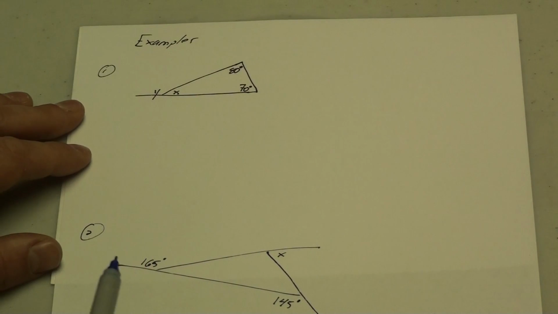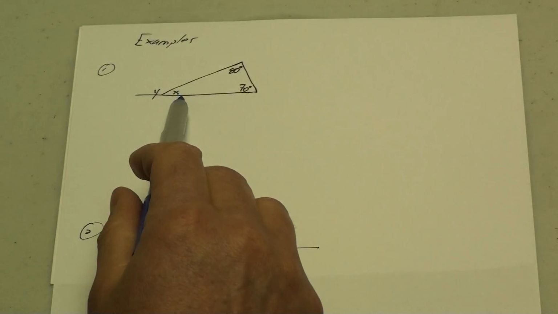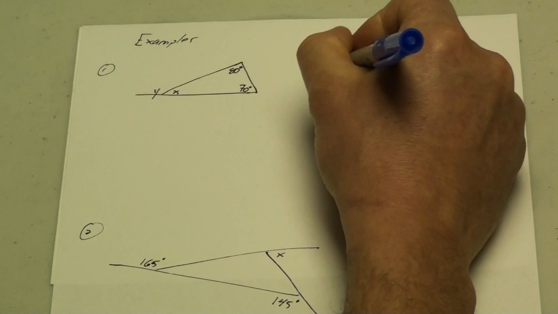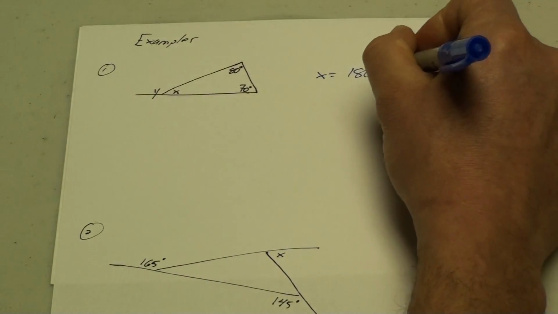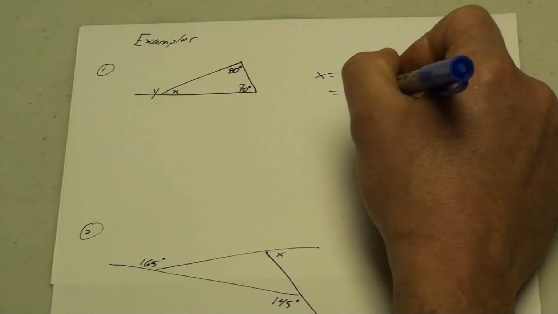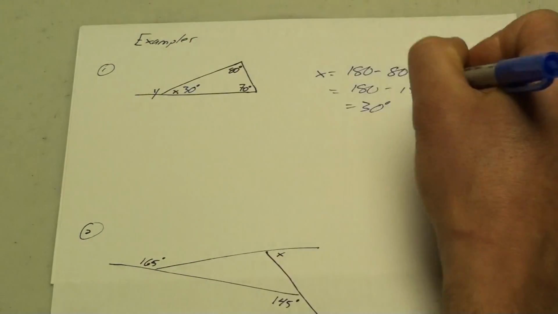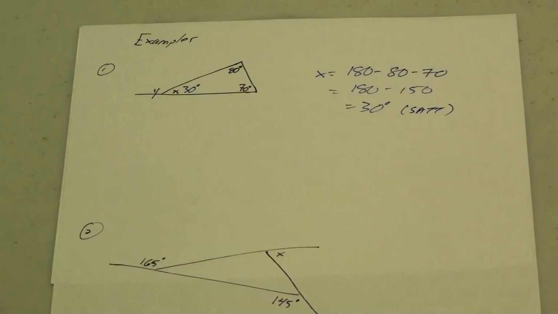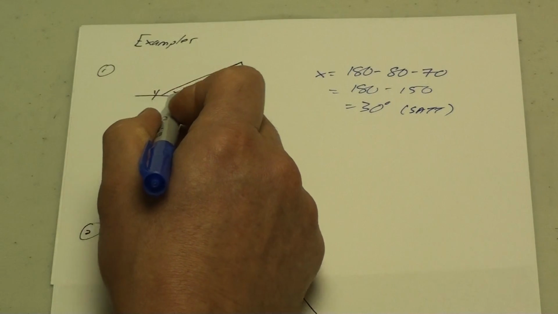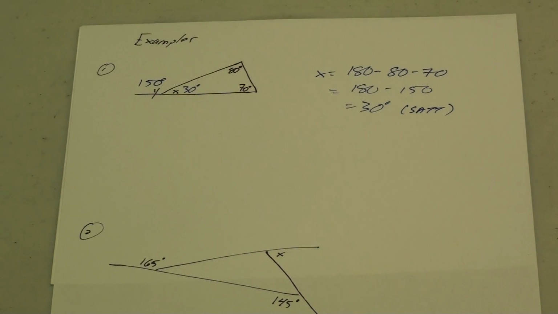Here's some examples. Let's find the missing angles. First thing, I know that all the angles in a triangle add up to 180 degrees. So angle x is going to equal 180 minus 80 minus 70. Find that missing angle, so that'd be 180 minus 150, which is going to equal 30 degrees. That is equal to 30 degrees, and I used SATT, sum of the angle triangle theorem, to figure that out. And if that is 30 degrees, this is a straight line, which means angle y is going to have to be 150 degrees because those two also have to add up to 180 degrees.